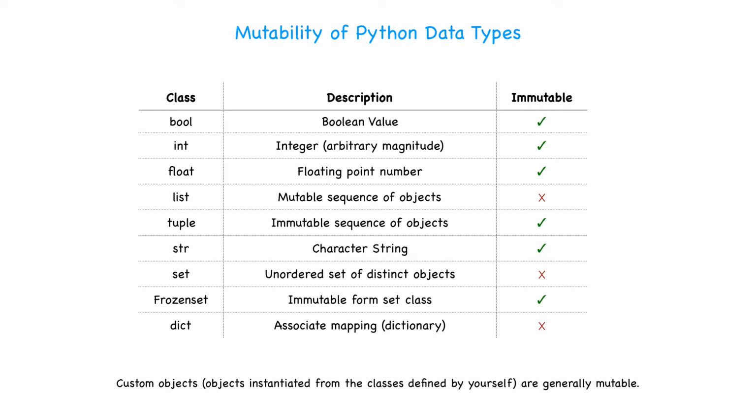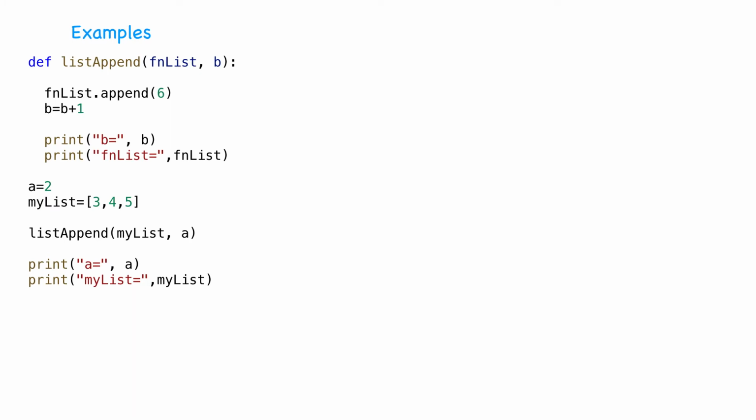The important thing to remember is that all the custom objects, which means objects created or constructed from the classes you have defined, are all mutable. So if you have written a class definition and instantiated an object from the class definition, then all those objects are generally mutable. We'll also see an example for it. Let us take an example and analyze how integers and lists behave. We have seen earlier that integers are immutable and lists are mutable, and let us see with this example.